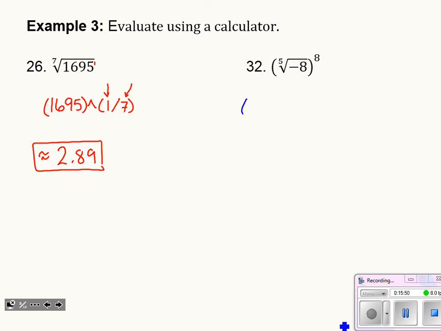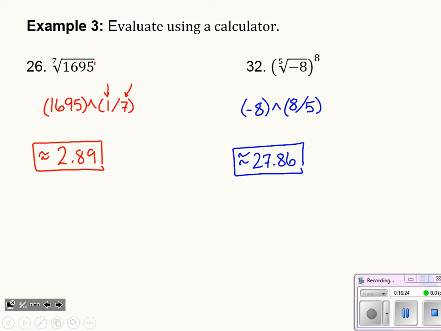For number 32, here I've got -8, and I've got the 5th root of that to the 8th power. So in the calculator, I've got -8 caret, okay, the power is making it larger, and the root is making it smaller, so 8 divided by 5 is what goes in parentheses. I'm also going to put the -8 in parentheses because I don't want it to leave that negative sign out in front of all the work. -8 raised to the 8 divided by 5 power, and I get 27.86 when we round. So there we go, how to use our calculator to type those in, and then, of course, rounding the answers.